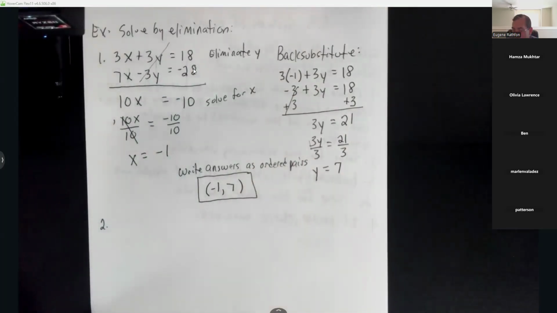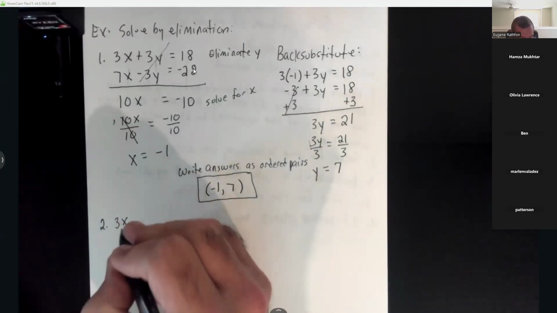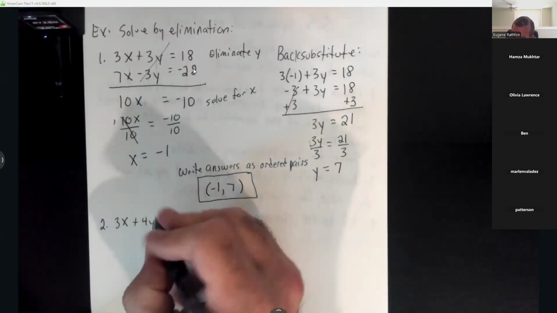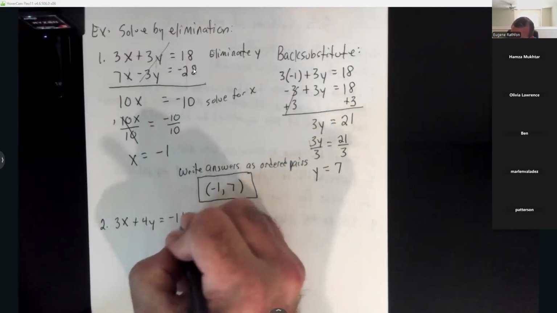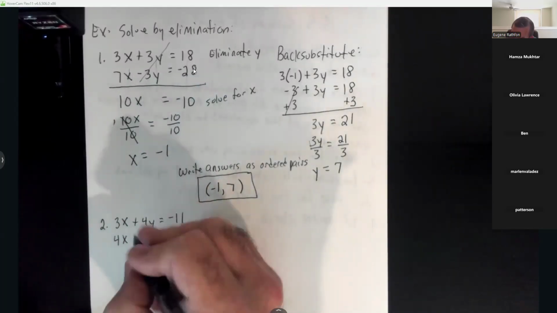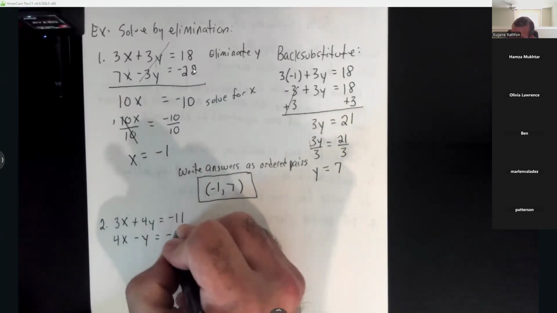All right, y'all, so let's up it a little bit. Let's try 3x plus 4y equals negative 11. 4x minus y equals negative 2.